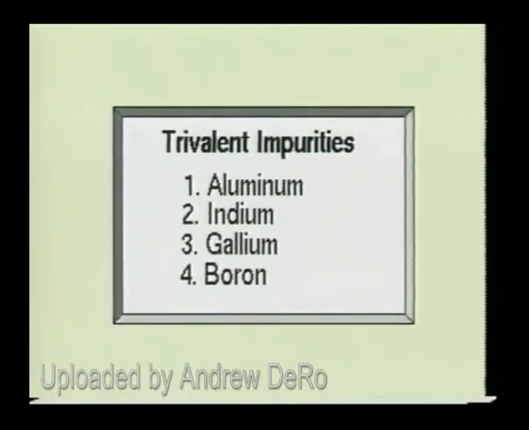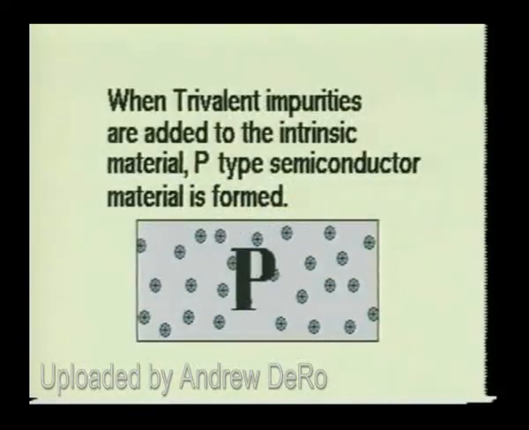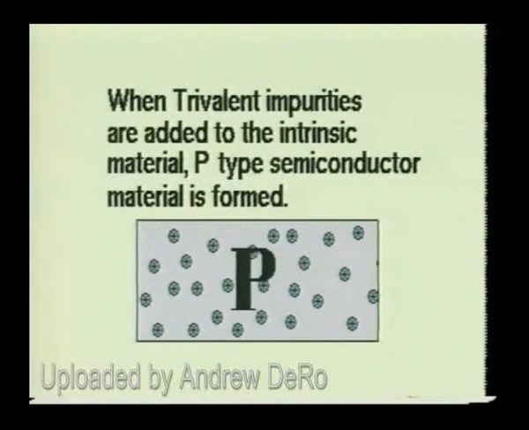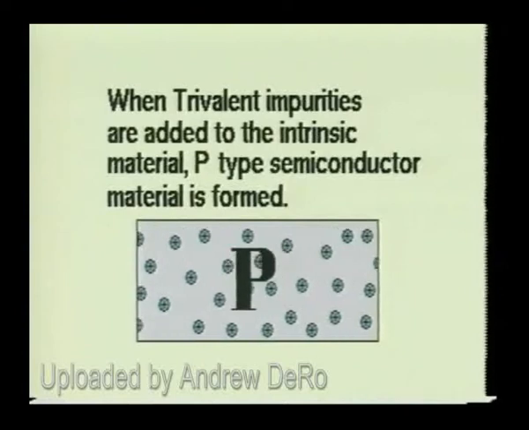Common trivalent impurities include such agents as aluminum, indium, gallium, and boron. Trivalent impurities contain only 3 electrons in the valence shell. This creates a vacancy or a hole when the crystalline structure is formed. Since this hole can accept an electron, it is called an acceptor. Intrinsic materials which are doped with trivalent impurities are referred to as p-type semiconductor materials. When a voltage is applied to a p-type semiconductor material, the holes will flow from the positive potential to the negative potential. This is known as hole flow and is only possible in p-type semiconductor materials.